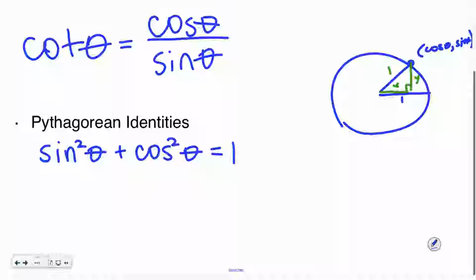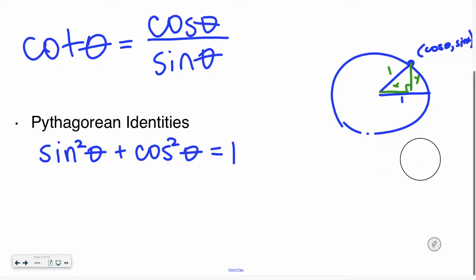I wrote it as y squared plus x squared equals 1, but it's just a lot easier to recognize as sine squared plus cosine squared. This is a very important identity. Sine squared plus cosine squared equals 1. We're also going to work with this rearranged. Like I could say that sine squared equals 1 minus cosine squared, and you would be able to use that as well, if you rearranged things.